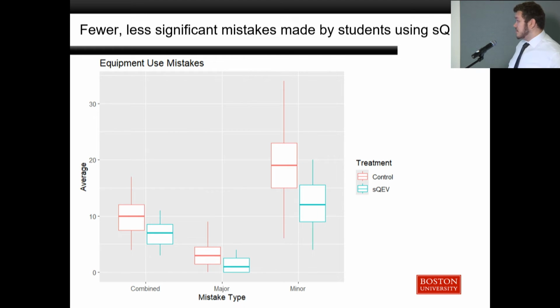Further, we saw that our QEV students made fewer and less significant mistakes than the control group. You can see that they made fewer total mistakes, fewer major mistakes, and many fewer minor mistakes as compared to the control group.